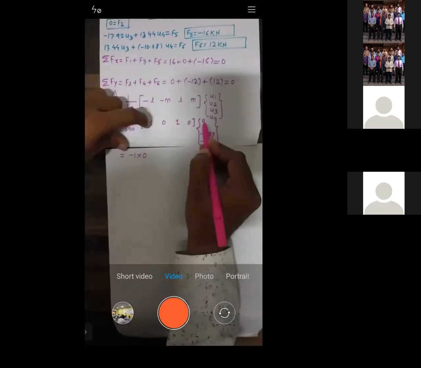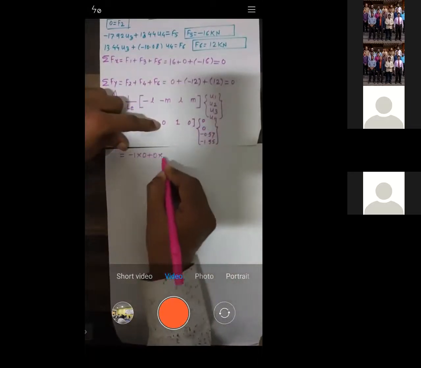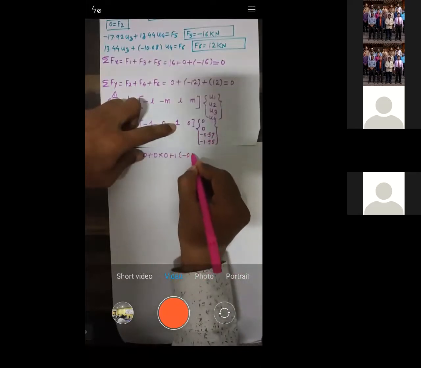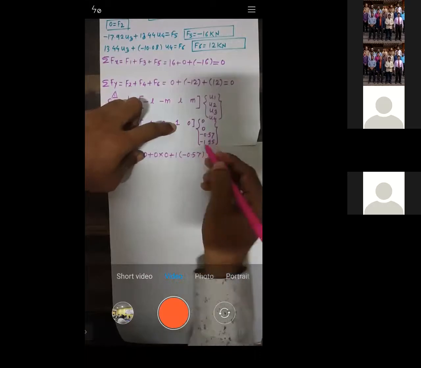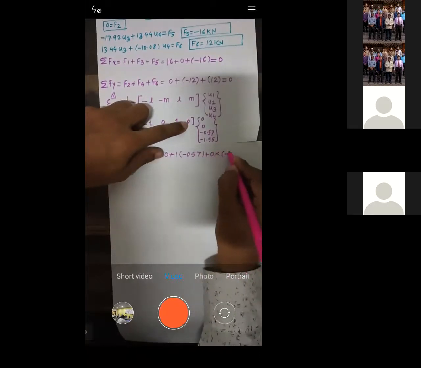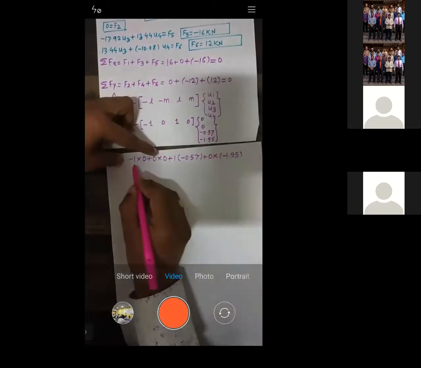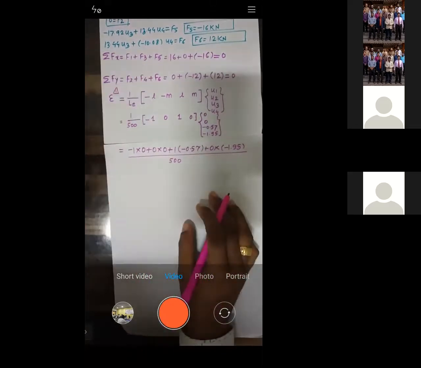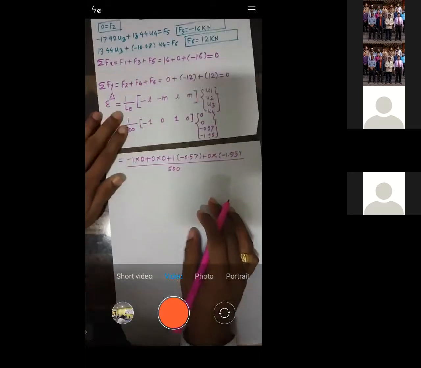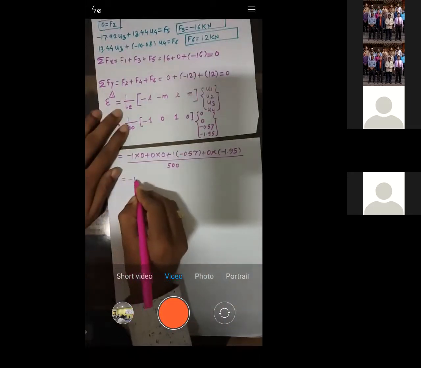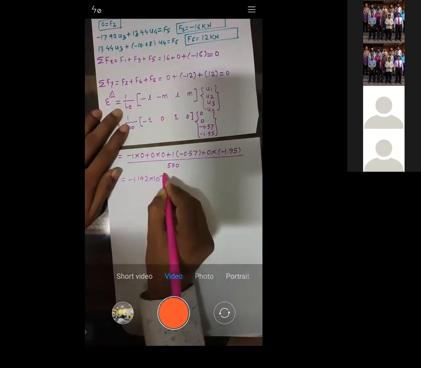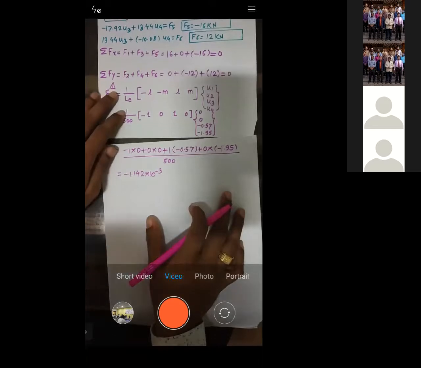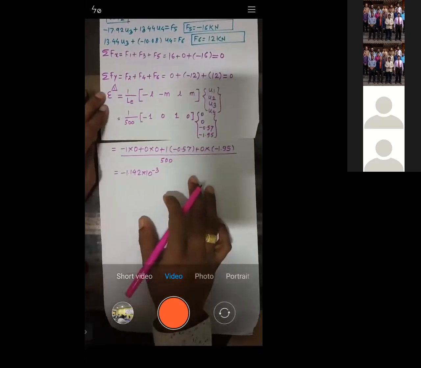Minus 1 into 0 plus 0 into 0 plus 0 into 0 plus 1 into minus 0.57 plus 0 into minus 1.95 plus 0 into minus 1.9 upon 500. So let's do this calculation. When you do this calculation, this term will come to be minus 1.142 into 10 raised to power minus 3. Simple calculation. As it is strain, there will not be any unit.